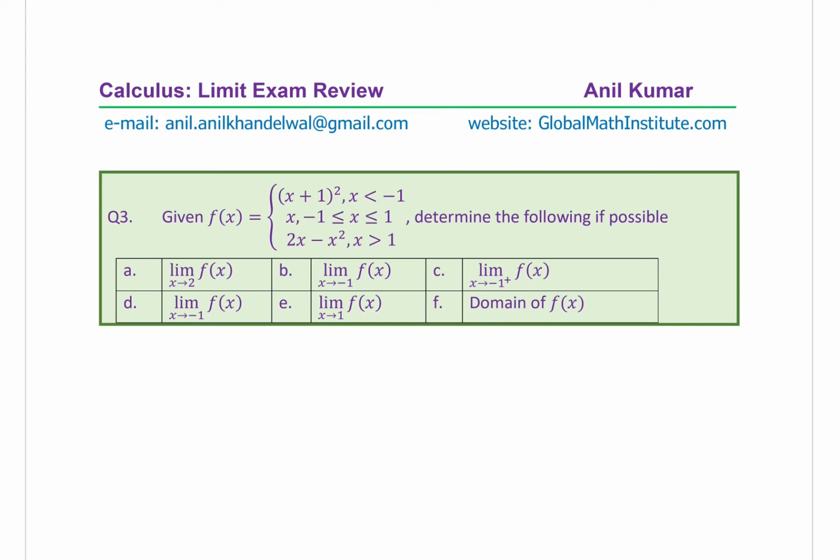Sometimes the limit may not exist, right? A, limit of the function f of x as x approaches 2. B, limit of f of x when x approaches minus 1. C, limit of f of x when x approaches minus 1 from the right side. D, limit of f of x when x approaches minus 1. E, limit of f of x when x approaches 1. And the domain of the given function. Again, pause the video, answer the question, and then look into my solutions.